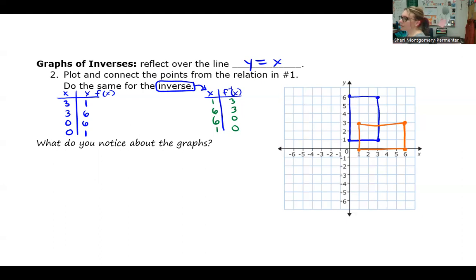What do you notice about these graphs? They're the same, that's for sure. Yeah, they're the same. I'm gonna fix my line. My line's kind of ugly. Her line is good.